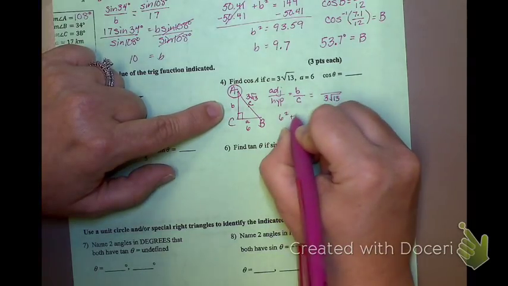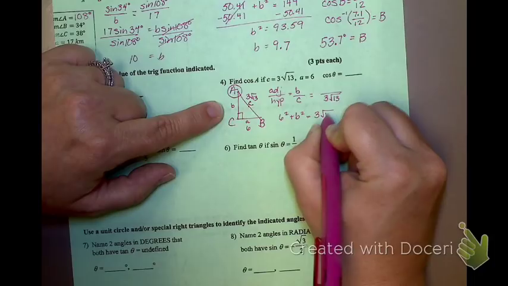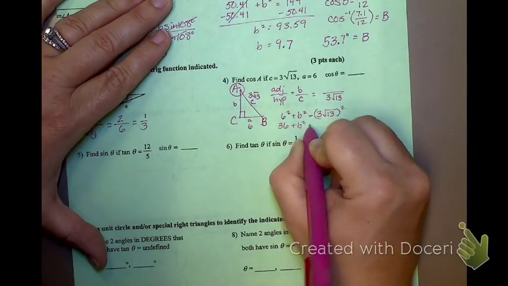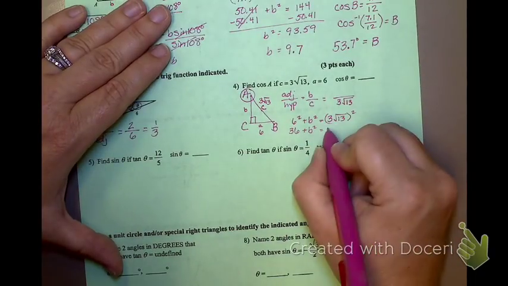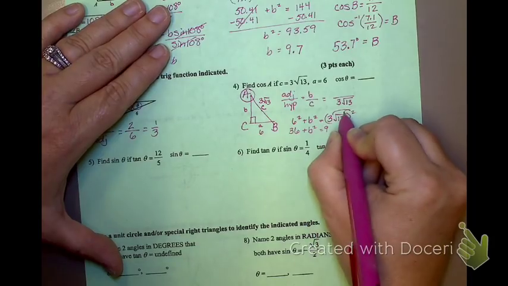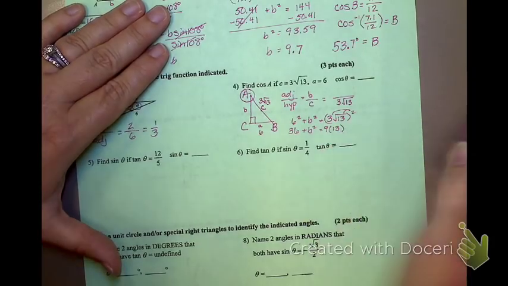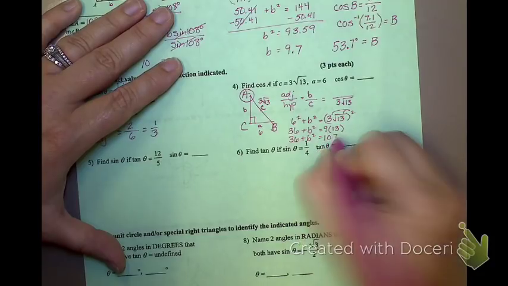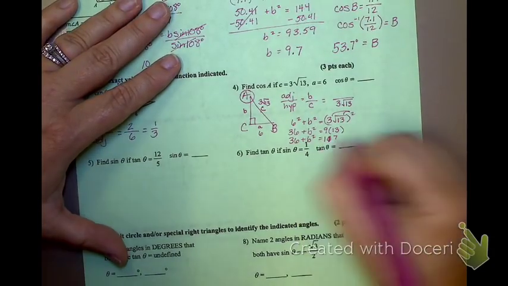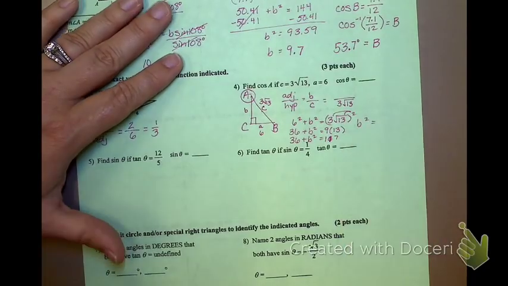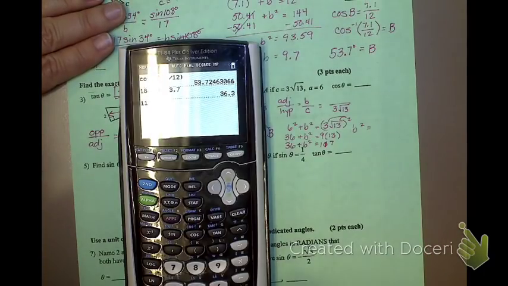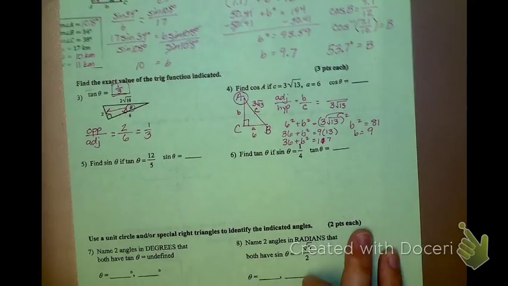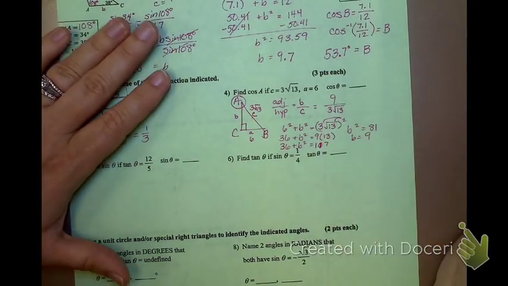6 squared plus b squared is equal to 3 rad 13 squared. So let's see. 36 plus b squared is equal to, this has to be 3 squared, which is 9. And what's rad 13 squared? 13. Okay, what's 9 times 13? 107. 107, you said? 117. So what does b squared equal? 117 minus 36? 81. So what does b equal? 9. So many groups did not get that. So I put a 9 right here because that's what b is.